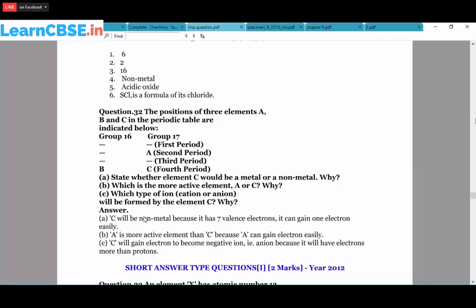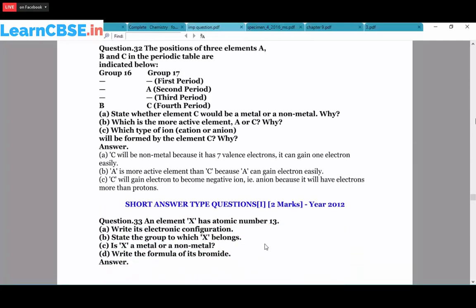Which type of ion will be formed by the element C? Why? C can gain only 1 electron, so it is gaining an electron. Electrons are negative in charge, so it has a charge of negative 1 and forms a negative ion, because anions have more electrons than protons.